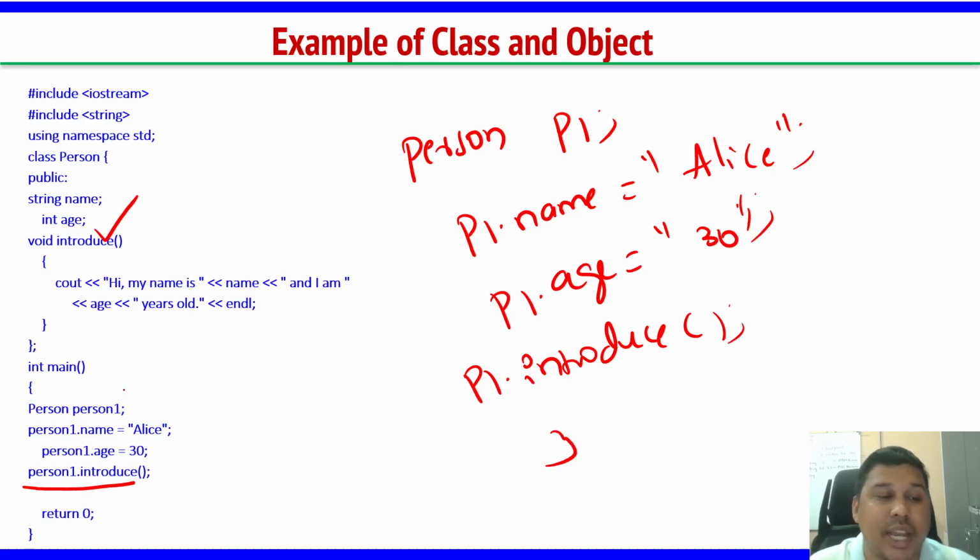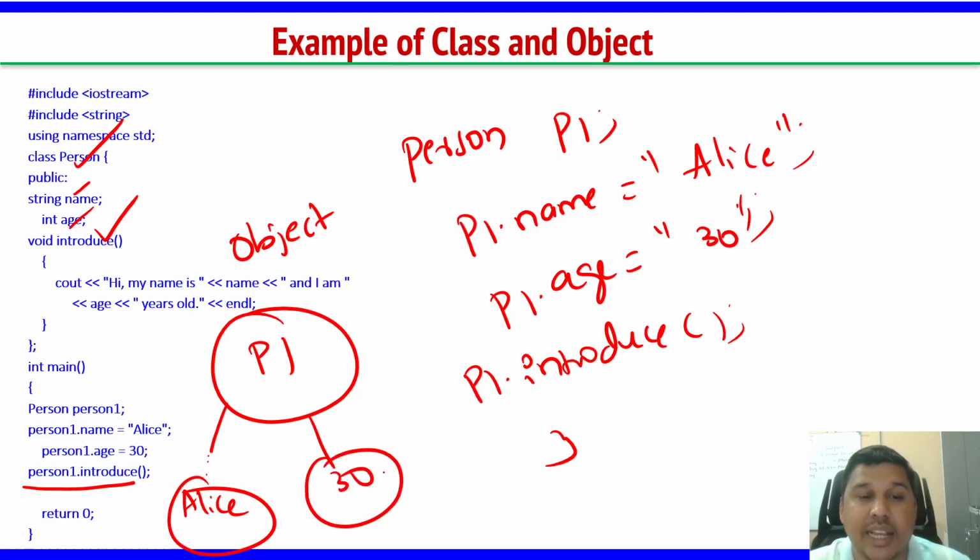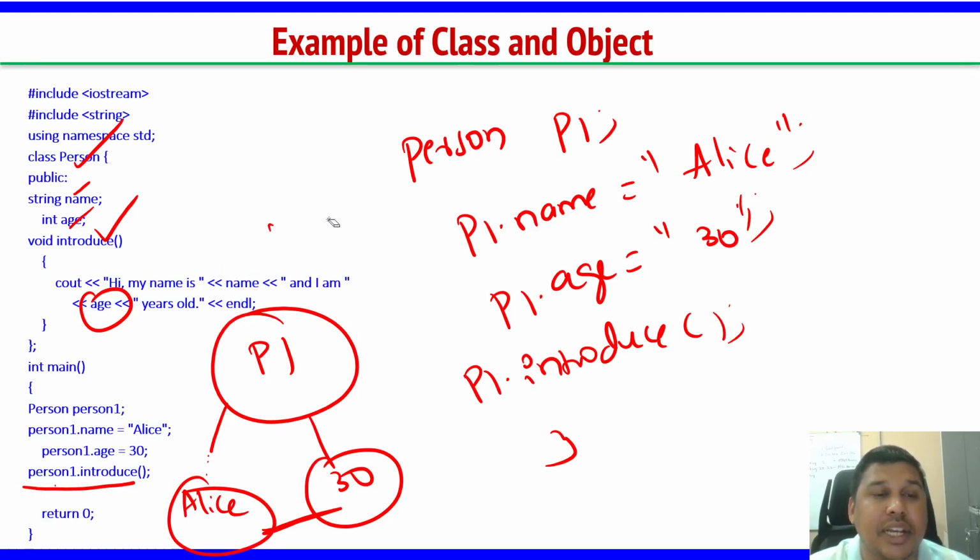That's it. What will happen when I call this function p1.introduce? p1 is an object. It is an object of which class? Of this class Person. And how many variables are there? Name and age. So it will hold those values: Alice and 30 in this object p1. So when you call the function introduce using the same object p1, whichever variables are used here, name and age, these values will be assigned. So the output will be: my name is Alice and I am 30 years old.